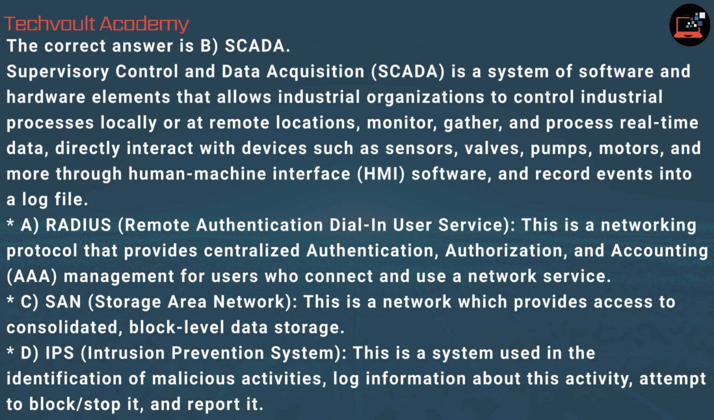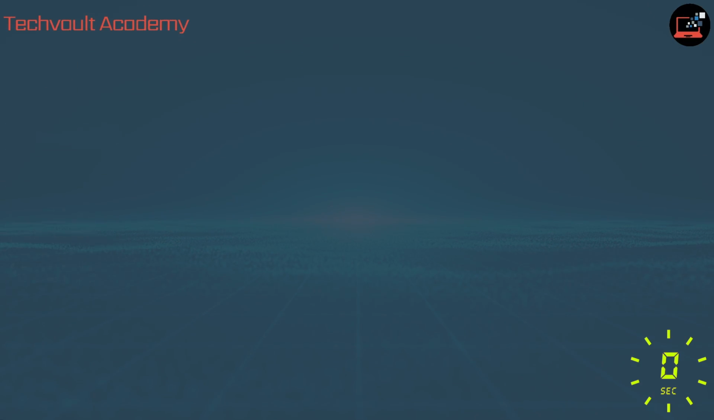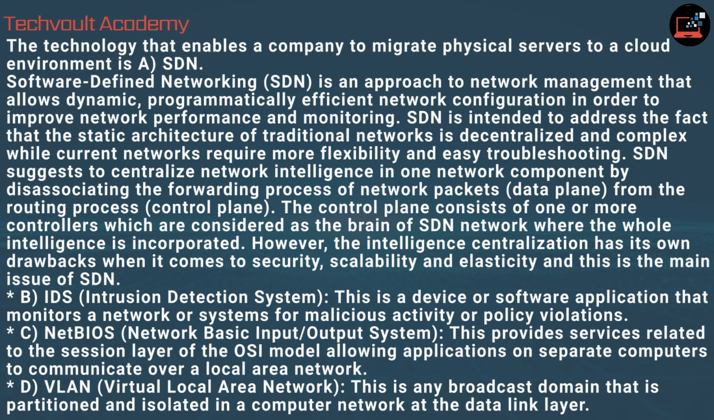23. A company is migrating physical servers to a cloud environment. Which technology enables this? A. SDN, B. IDS, C. NetBIOS, D. VLAN. The technology that enables a company to migrate physical servers to a cloud environment is A.